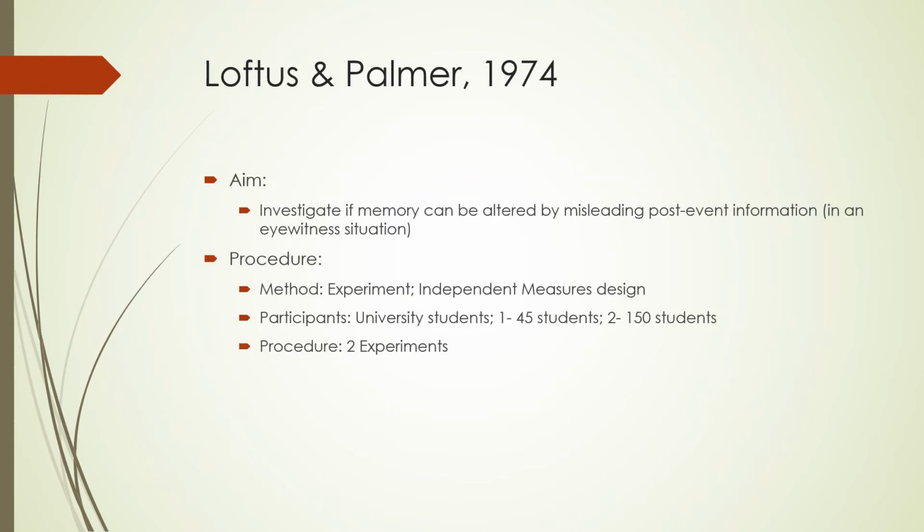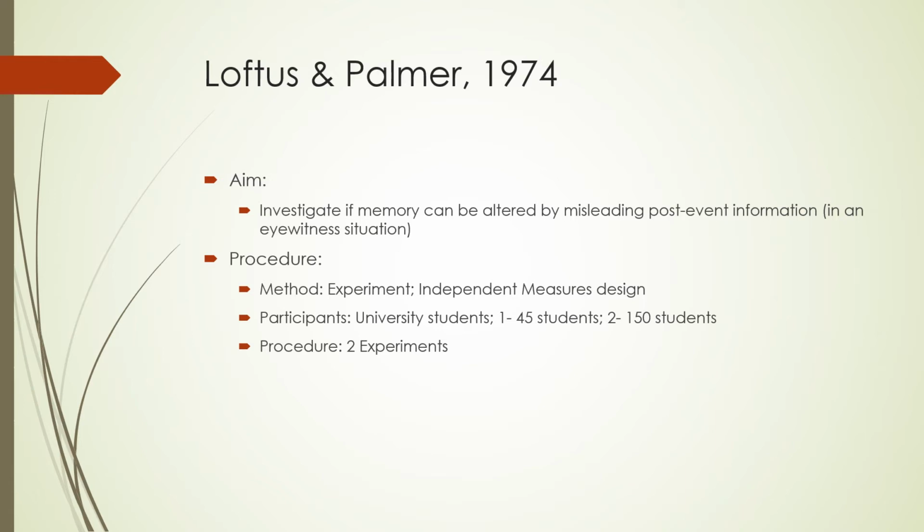All right, so the first study we're going to look at here is really one of the early pioneering studies on reconstructive memory. And this is another study that you could possibly use in your IA because this is quite a popular psychological study. So the aim was to investigate whether memory can be altered by misleading post-event information. And what they did was an independent measures design experiment. So people were in one group and one group only.